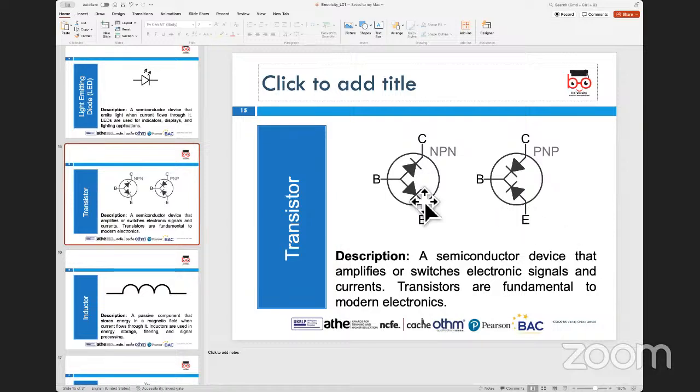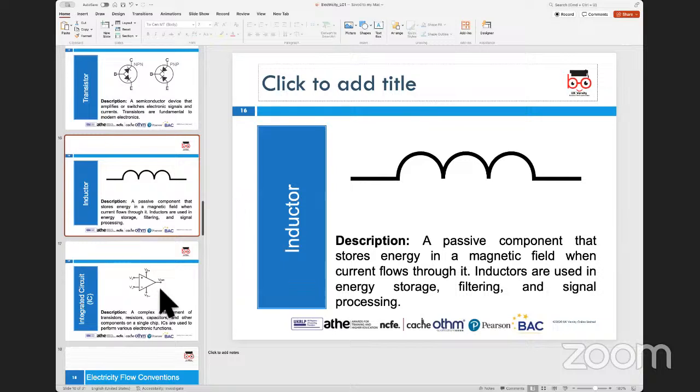So here you would see it is pointing outwards and here it is pointing inwards. Now, the next type that we look at is basically called the inductor. An inductor is essentially a passive component that stores energy in a magnetic field when current flows through it. Inductors are used to control and store energy or filter energy and obviously do signal processing.